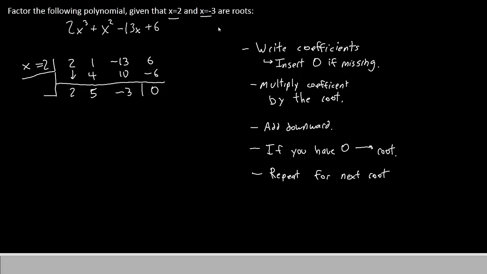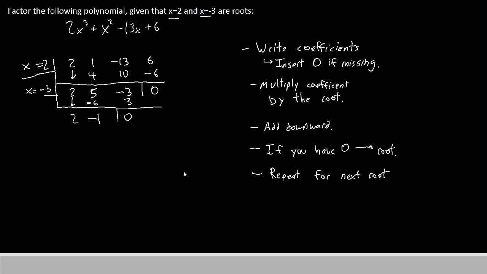Our next root is negative 3. We'll draw our squares in. Start by bringing down the 2. And let's just repeat what we've done. 2 times negative 3 gives negative 6, and 5 minus 6 gives negative 1. Negative 1 times negative 3 gives positive 3. And negative 3 plus 3 gives 0. That means we've done it correctly.